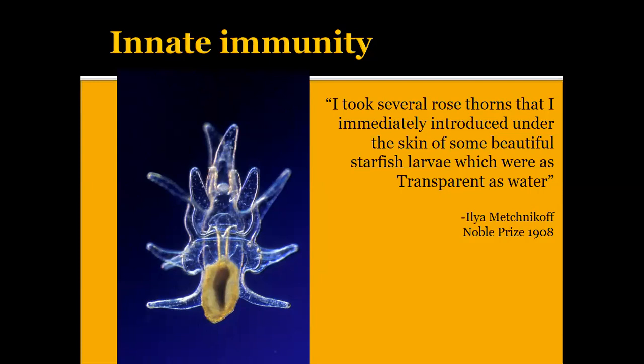But he would stick these thorns in, and then he could observe these cells rushing to the thorn, responding to that injury. And likely, though you probably did not realize it at the time, responding to bacteria that's probably on that thorn and causing an issue. So those cells rushing to that site of injury were our first indication of the innate immune system.